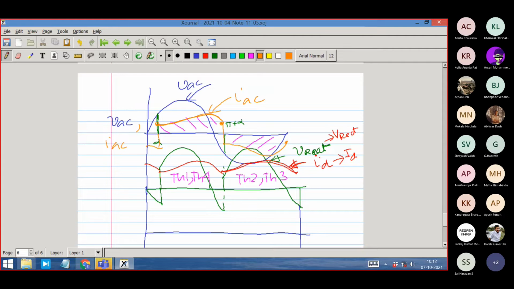AC current is nothing but, first you draw the DC current, ID. When TH1 and TH4 are on, IAC is equal to ID, by Kirchhoff's law. And when TH2 and TH3 are on, then IAC is equal to minus ID, right? So ID is a rectified current. It has a frequency of 100 Hz if the supply frequency is 50 Hz. But IAC is again 50 Hz.